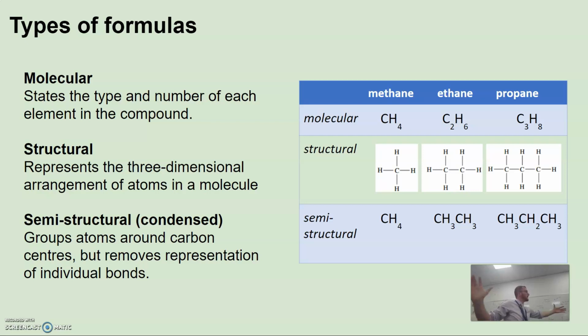Semi-structural essentially removes the bonds and collapses it to grouping around individual carbons. So we've got CH4, or ethane goes to CH3, CH3, propane goes to CH3, CH2, CH3, and so on. Condensed is slightly different in that if we go to, say, butane, we would then group CH2s together. So butane would be CH3, CH2 in brackets with a 2, and then CH3 at the end.